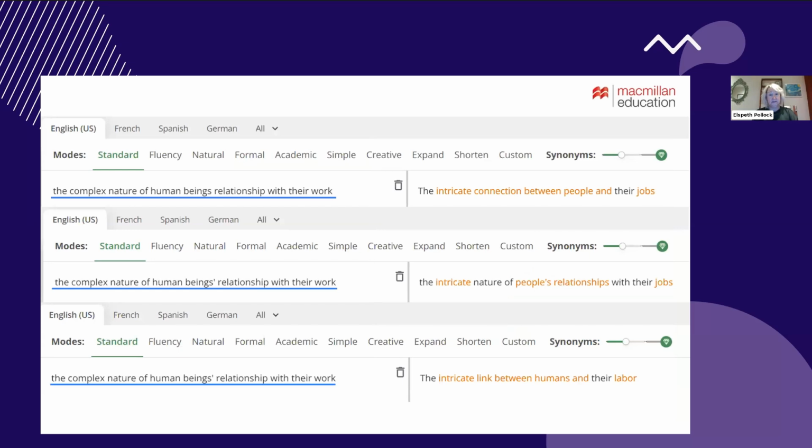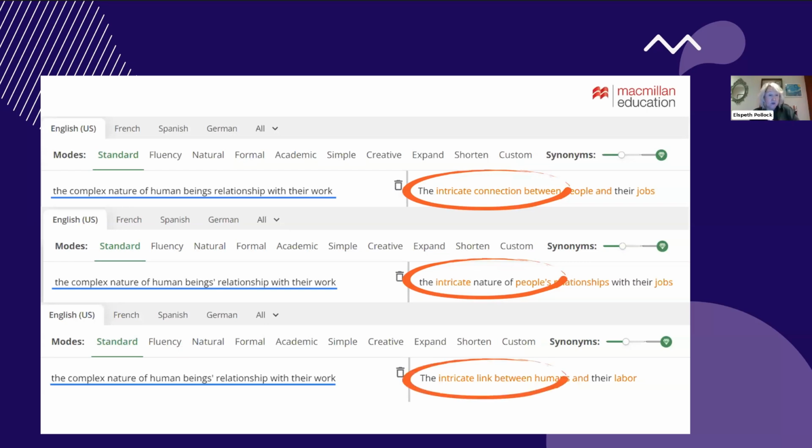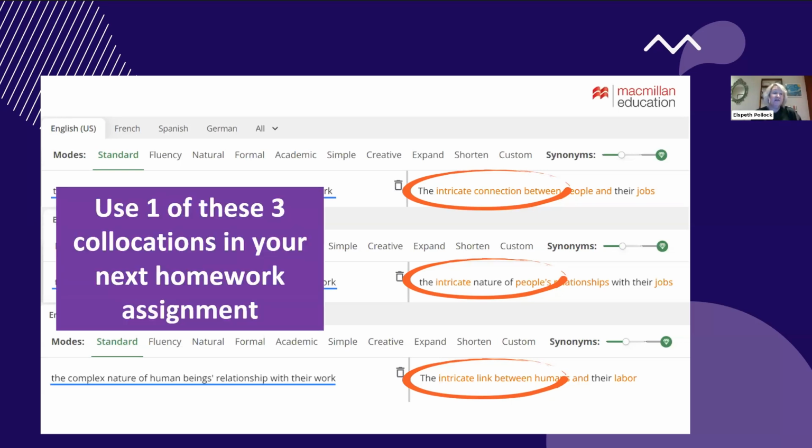This is what it said. So then obviously in class, we look at what it generated and we look at, it says, intricate connection between, intricate nature of, intricate link between. Okay, so we look at those and then students choose one of them to use in their next homework assignment, the one they like best.